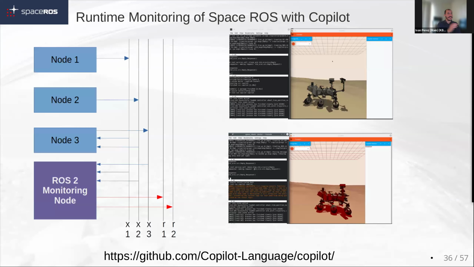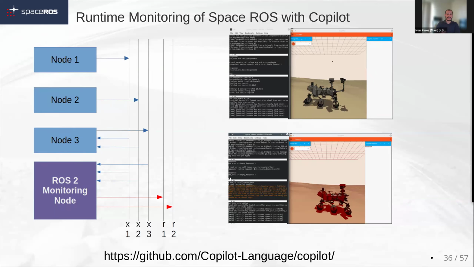Sorry. And one of the things that I'm working on specifically is trying to add runtime assurance capabilities for Space ROS. So we have this system called Copilot that generates runtime monitors that subscribe to the software bus, pull data, and check properties at runtime during the mission.